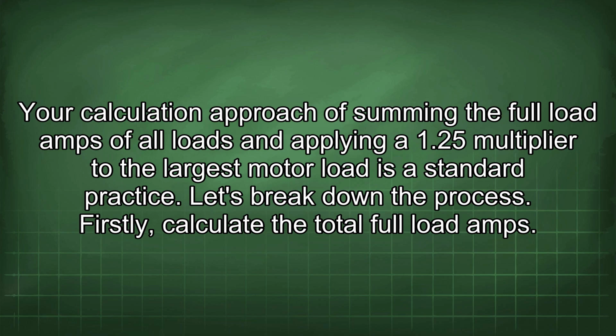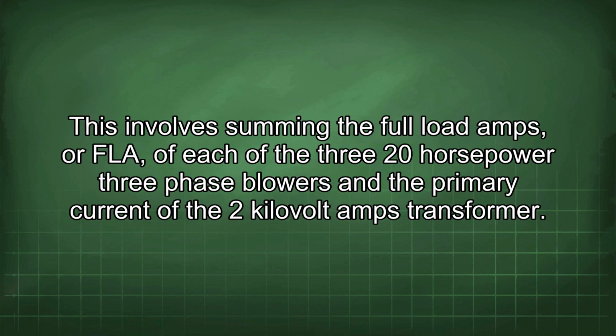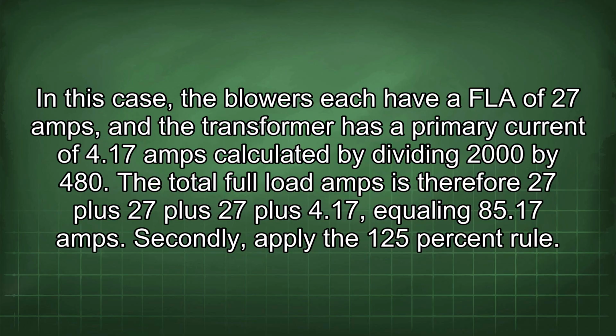Firstly, calculate the total full load amps. This involves summing the full load amps, or FLA, of each of the three 20 horsepower three-phase blowers and the primary current of the 2 kVA transformer. In this case, the blowers each have an FLA of 27 amps, and the transformer has a primary current of 4.17 amps, calculated by dividing 2000 by 480. The total full load amps is therefore 27 plus 27 plus 27 plus 4.17, equaling 85.17 amps.